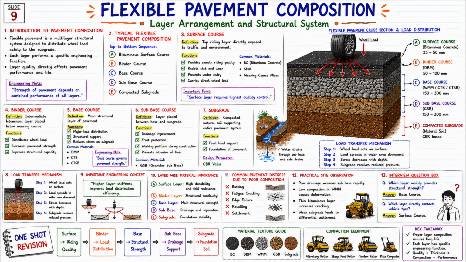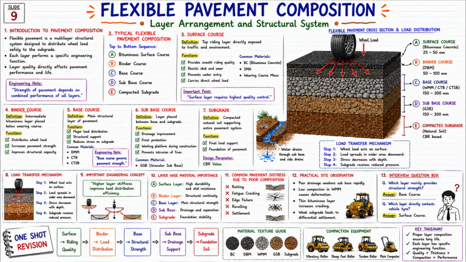Now let us look at the sixth topic: sub-base course. Sub-base layer is provided between the base and subgrade. Its functions: drainage improvement, frost protection, working platform during construction, prevention of fines intrusion. Now look at the common material. GSB means granular sub-base. Look at the drainage arrows below. Water flows out through the sub-base and side drain. And this improves pavement durability.